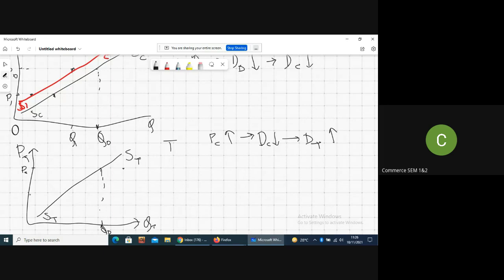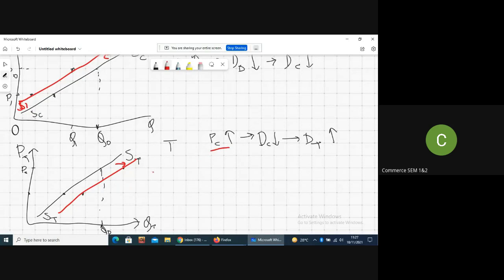Similarly, if you take any other price, this is the initial supply, and the new supply will be somewhere here. If you join these two, you will get the new supply curve. So here, the supply curve will shift to the right side parallelly. This is the change in supply curve of tea due to rise in price of coffee.